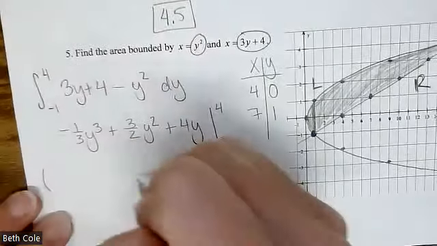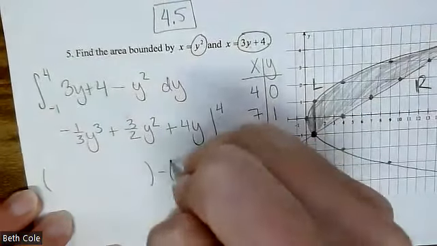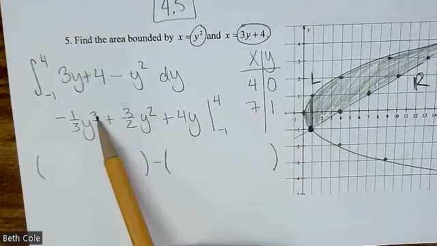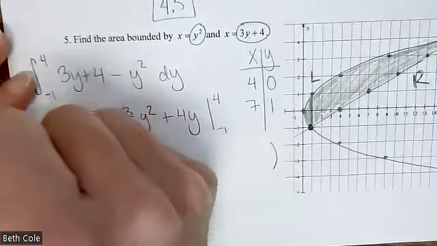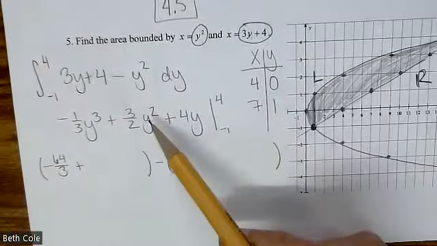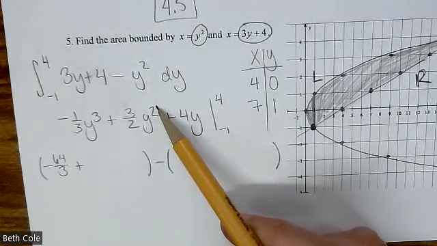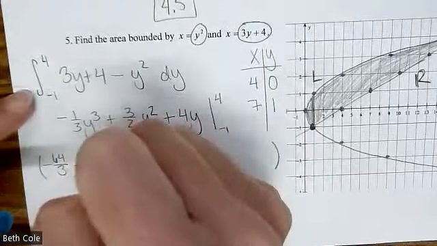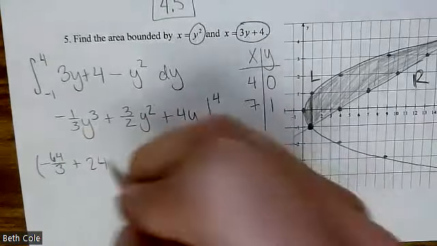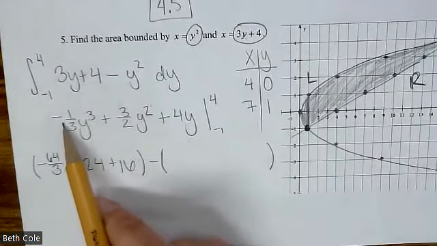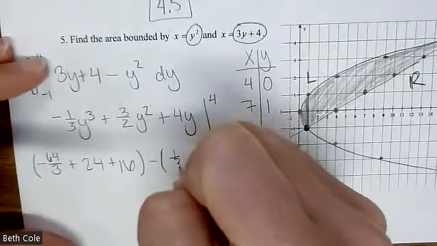Okay, so upper minus lower. This one's going to get a little nasty, but we can fight our way through it, as long as I wrote everything correctly. All right, 4 cubed. So that's negative 64 thirds plus, all right, 4 squared is 16. 16 divided by 2 is 8 times 3 is 24. Plus 16, good. And now we're going to plug in negative 1. That would cancel and give you a positive 1/3.